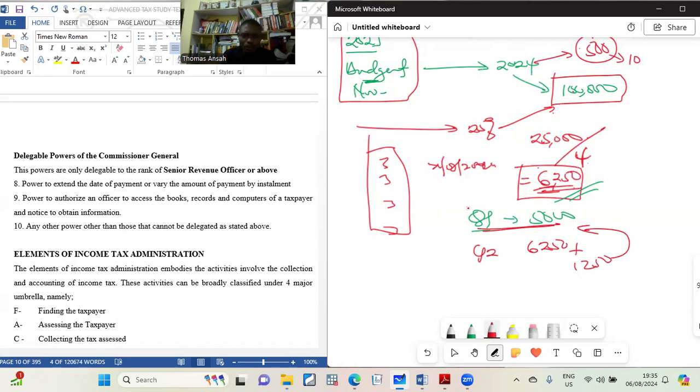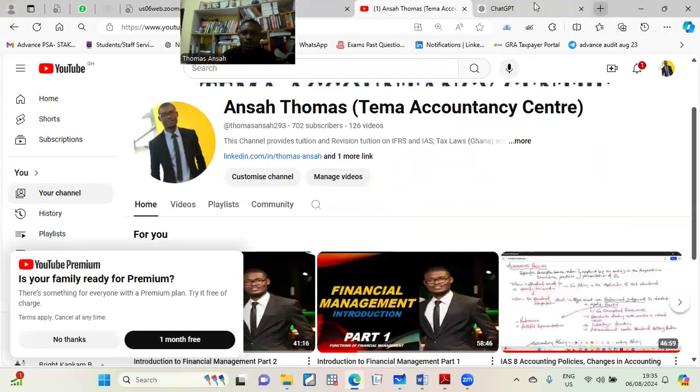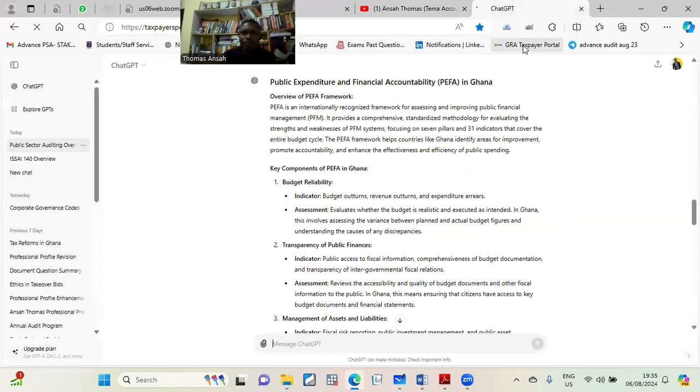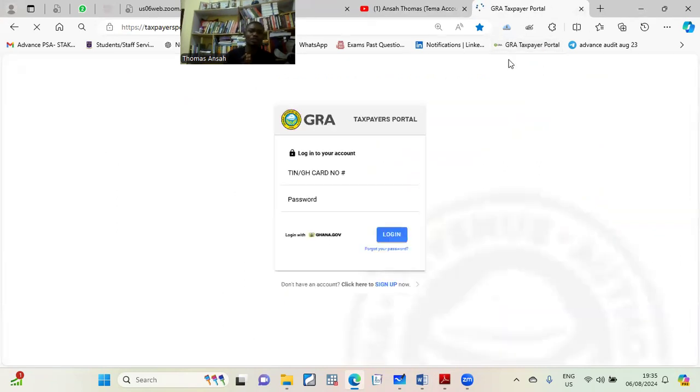Now, because what I'm teaching you is not just for your exam, but also for you as a tax person, let me show you something. All right, let me show you something. So I'm going to use the GRA tax portal. All right, so that is the GRA tax portal.